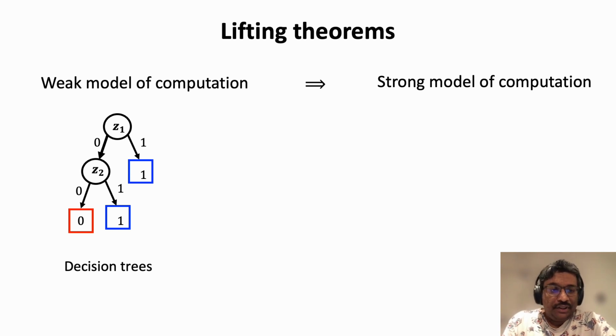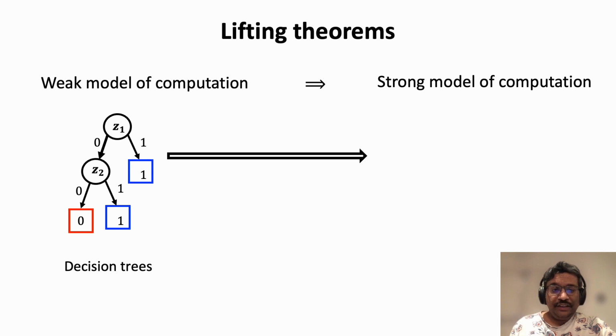And in this model, you don't have unhindered access to the inputs, but you can only access the inputs bit by querying them. So here is a decision tree computing the standard OR function on 2 bits, which is 1 if one of the 2 bits is a 1, and it's 0 if both of them are 0. So the decision tree queries variables and then computes the answer once it knows the answer.